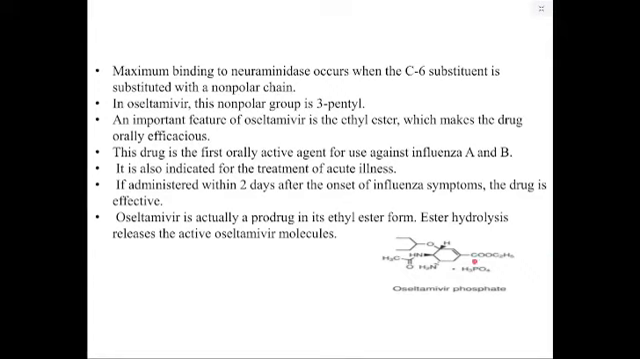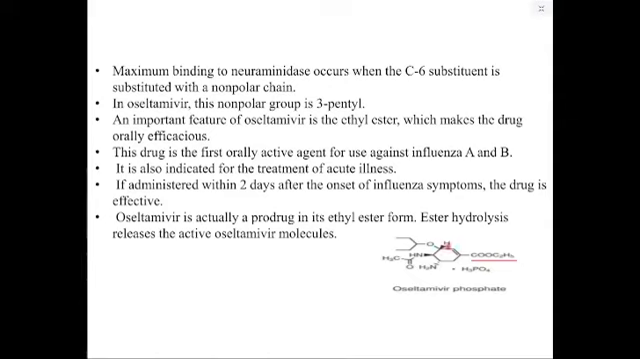So there is a necessity to derivatize this drug. It has been derivatized into its ester to improve its pharmacokinetics, and then also derivatized into its salt to balance the water solubility. So an important feature of oseltamivir is the ethyl ester, which makes the drug orally efficacious. Of course, we have said if you do not do so, it will be protonated, it will be ionized, and once it is ionized, it will not be able to penetrate the lipid membranes, and it will not have any oral activity. This drug is fast orally active. It's a fast orally active agent for use for influenza A and B.